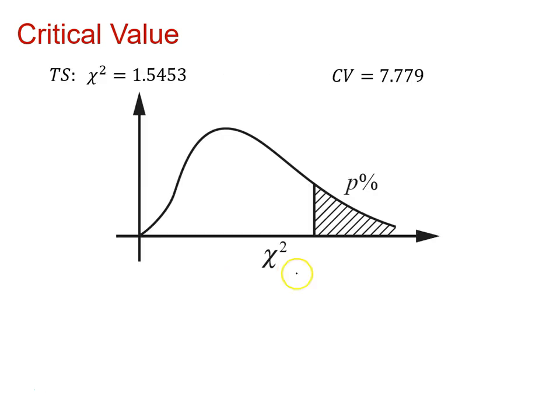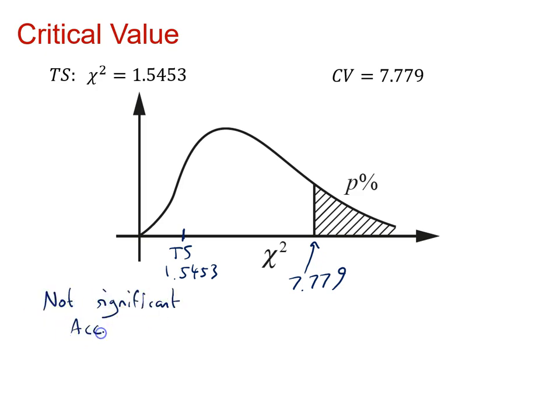Our critical value is 7.779. Our test statistic is 1.5453. You can see that's well in the insignificant range. So it is not significant, and we can accept H0.